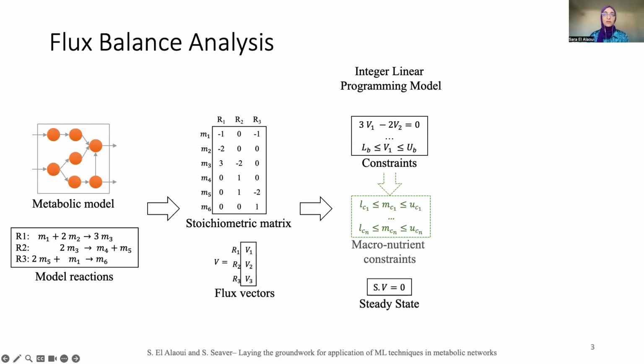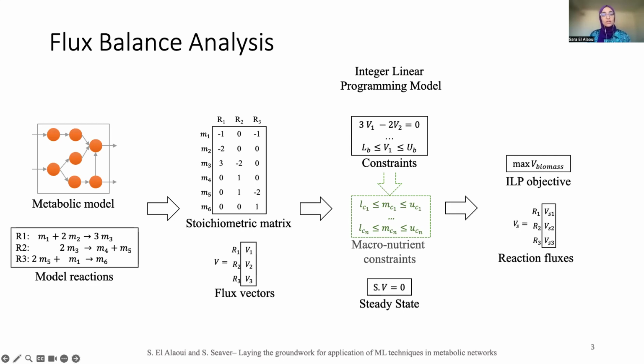So the uptake of carbon, for example, has to be equal to whatever is biosynthesized in terms of carbon. And then we try to maximize the biomass. So the biomass will have a certain number of metabolites or components. And then we try to maximize the production of these metabolites at steady state.